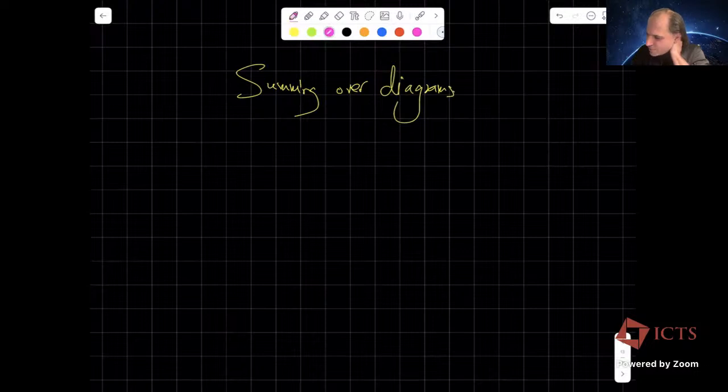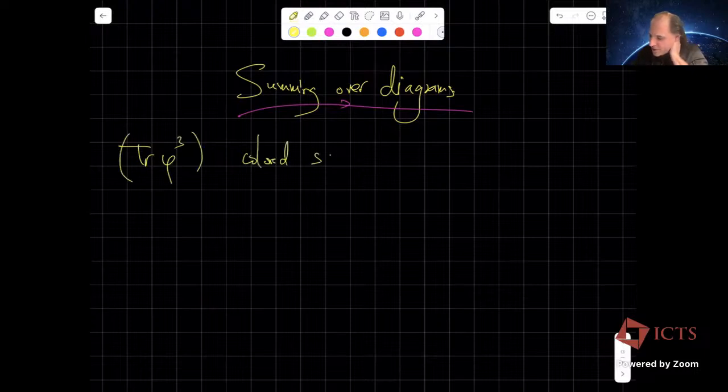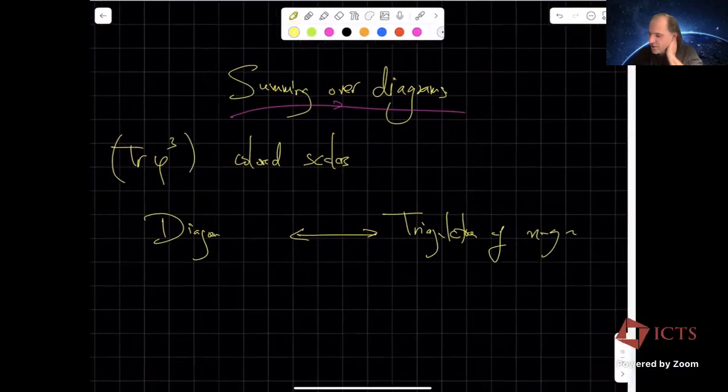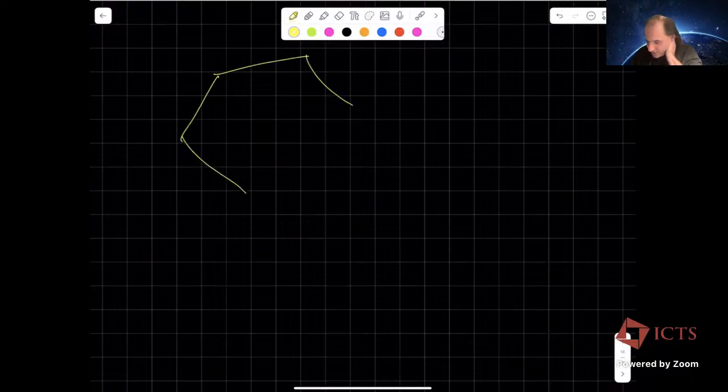And let me remind you of something that you saw in Alok's lectures, certainly, that if we're now talking about this trace phi cube theory, so this theory of colored scalars, then it's very useful to think about summing over diagrams. An individual Feynman diagram is useful to interpret as being associated with the triangulation of an n-gon. In fact, the n-gon to begin with is natural to think about in a way that we've talked about several times already. This is again for amplitudes. We'll have an almost identical picture for the wave function.